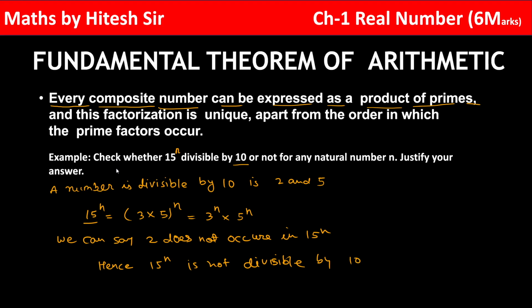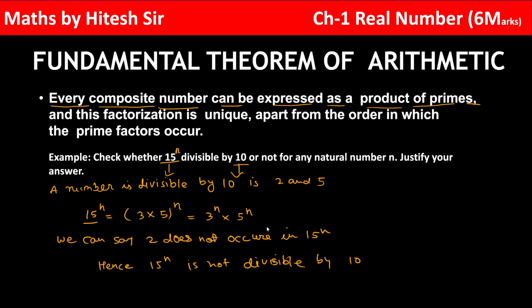It will come in your examination. So the question is whether 15 power n is divisible by 10. What do we need to do? First we find the factors of 10, and after that the factors of 15, and after that check whether they occur or not. If any number does not occur in the given factorization, we can say that it is not divisible by 10. So that is your solution.